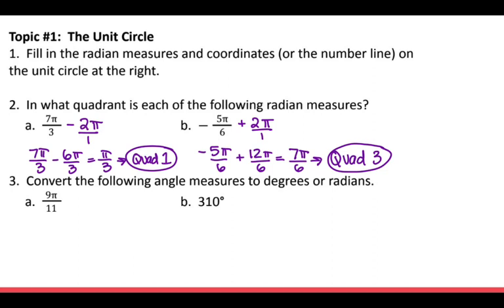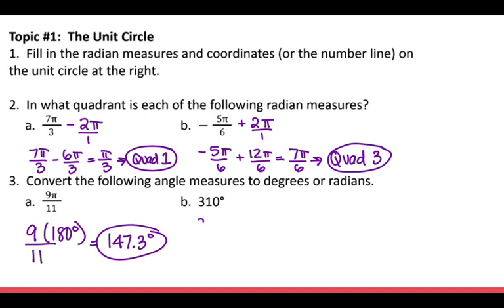All right, number 3, convert the following angle measures to degrees or radians. For letter A, I am starting with radians, so I want to convert to degrees. What you need to remember is that pi in radians is equivalent to 180 degrees. So I can replace this pi with 180 degrees. I'm going to take 9 times 180 and divide that by 11, and that gives me approximately 147.3 degrees.